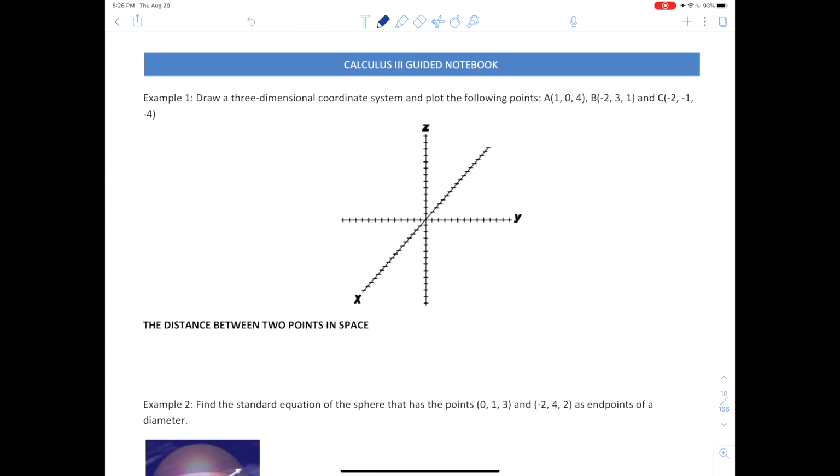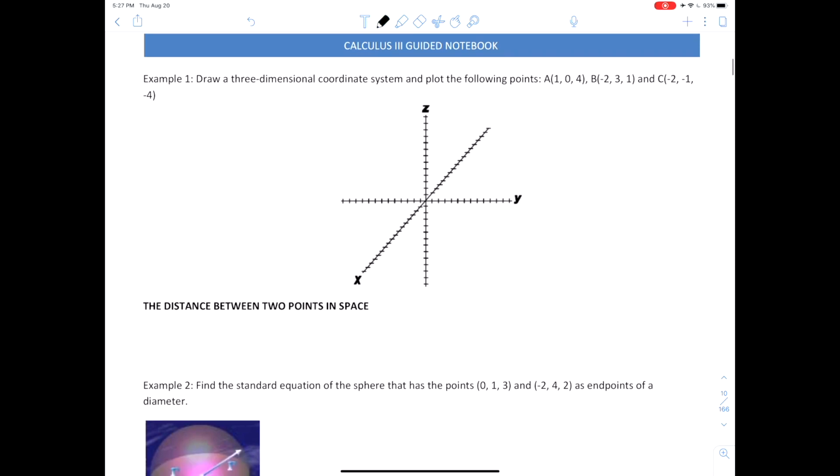For our first example, I already put in the 3D coordinate system for you. And what we want to do is plot the following points, A, B, and C. So A is 1, 0, 4. So I'm going to take a look. This one is going to be on which plane? Because something zeroes out. Beautiful. That it's going to be the XZ plane. So if we let each one of these tick marks equal a half, what's it going to end up being? 1, 2, 3, 4.